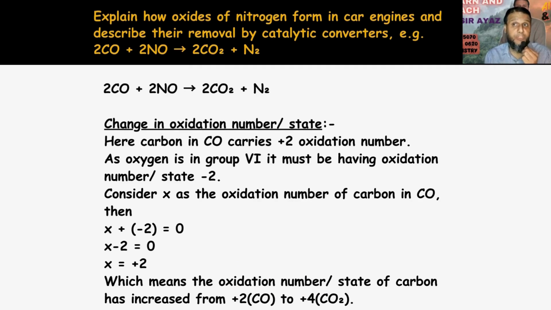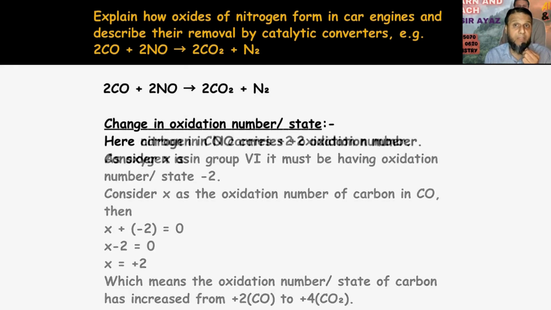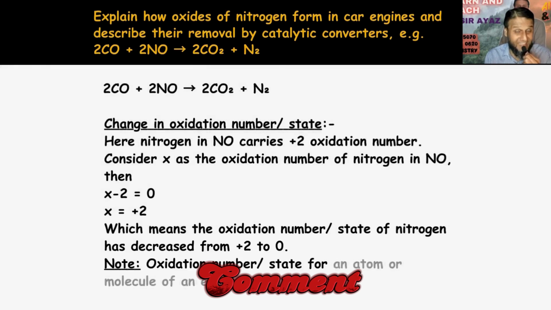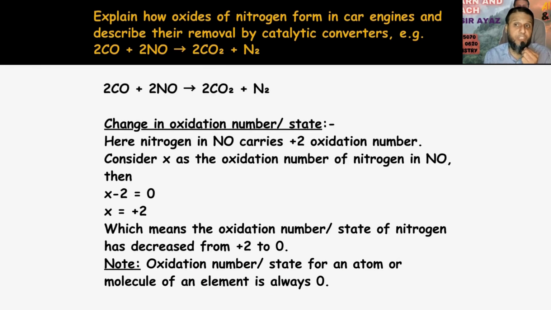This will be the oxidation number of oxygen. Therefore, carbon must be carrying +2 as its oxidation number. So for carbon, the oxidation number increases from +2 to +4. The change in oxidation number will also be explained for nitrogen.